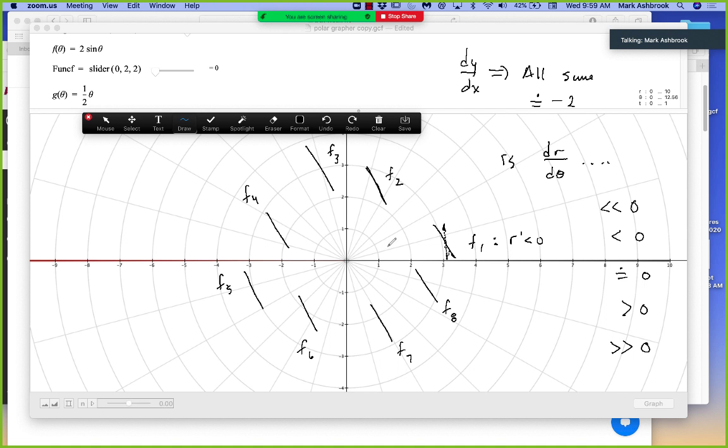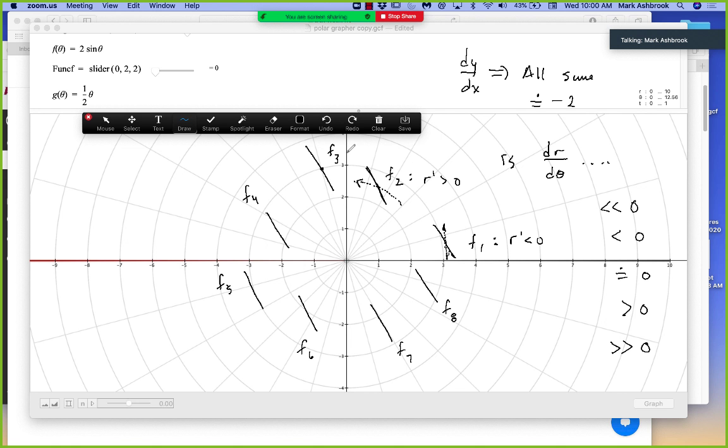Okay, F2. What do you think for that one? Positive, maybe very positive. Okay. Someone wants positive. Others agree positive? Yeah, I agree. So now here, as theta increases, your R going this way, R is getting bigger. R prime positive. How about F3? Very positive. So for a little change in theta, R is increasing rapidly, going counterclockwise.